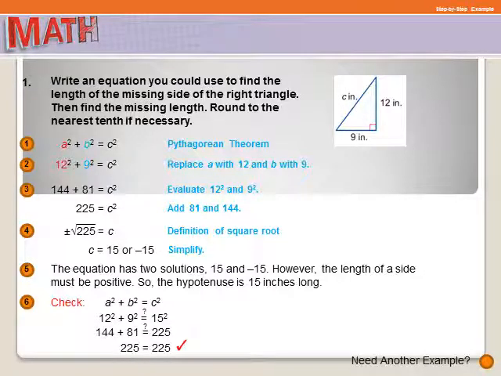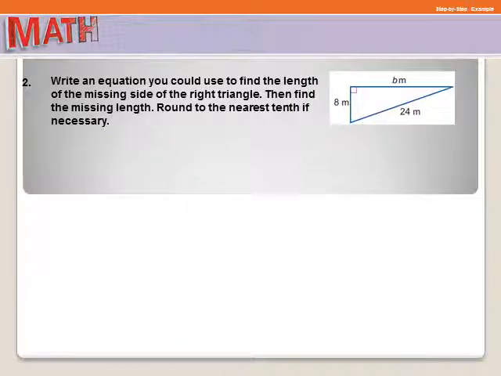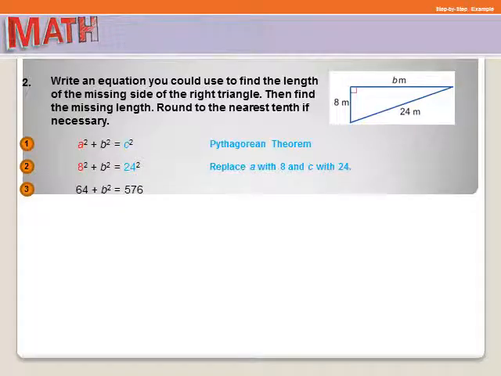Now let's check another example. Here in this triangle, it's giving me the hypotenuse and it's asking for one of the legs. So we will write the rule as it is. A^2 + B^2 = C^2. And instead of A, we are going to write 8^2. And instead of C, we are going to write 24^2. So now we have 64 + B^2 = 576, which is 24^2, or 24 times 24.